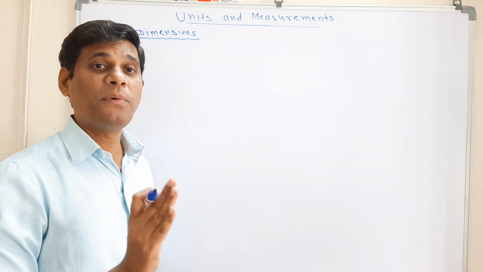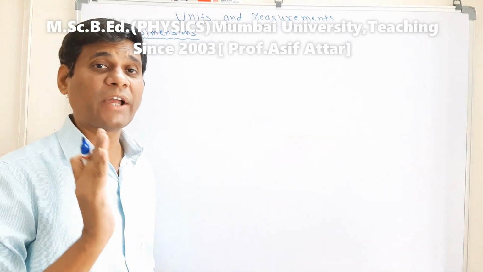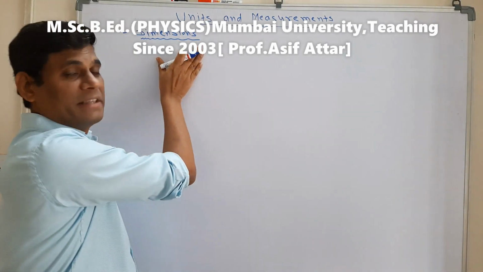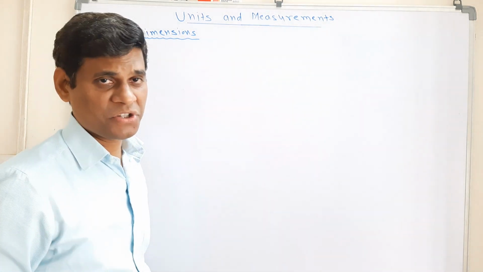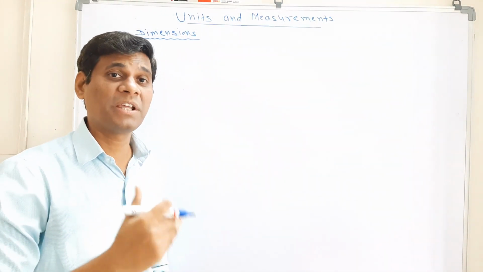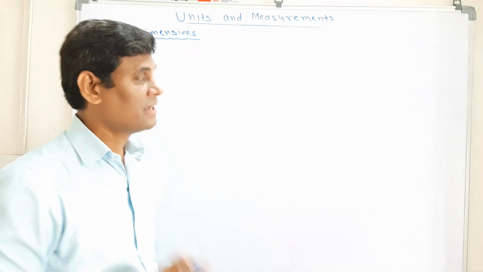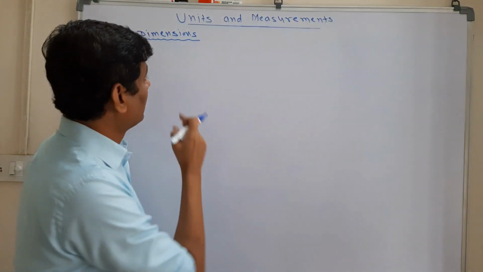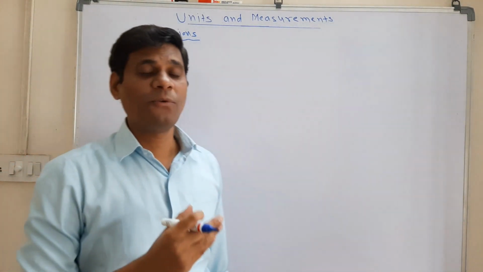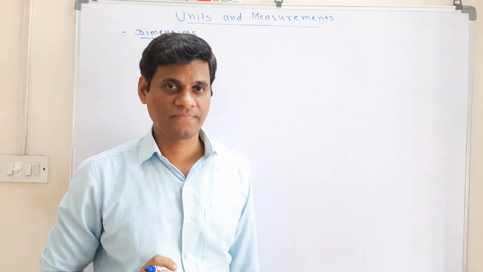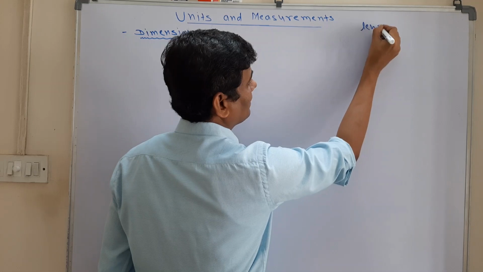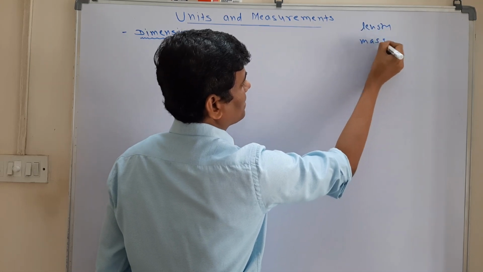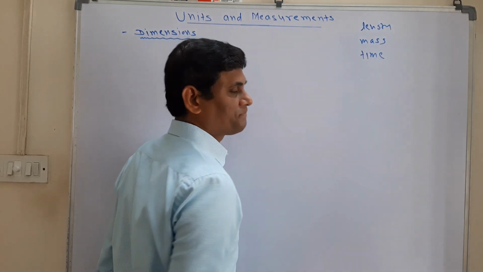Now, students, this is a very important part of the chapter. Frequently asked questions are based on this part, that is dimensions and dimensional analysis. How to find the dimensions can be asked for 1 mark, 2 marks, 3 marks, as well as 4 marks. So this is a very important concept. To find dimensions, we require fundamental quantities, frequently length, mass, and time.